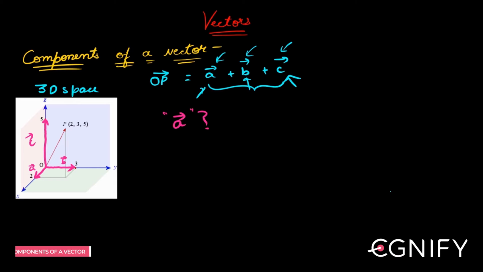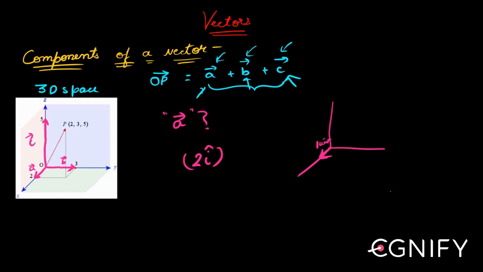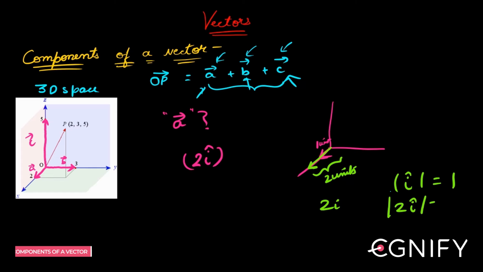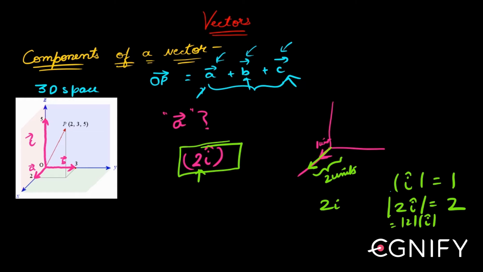That is my question. How do I write it? First of all, I have already given a name to a vector, i cap. If I draw a similar diagram, i cap is of 1 unit and pointing along x axis. What if I do 2 i cap? You already know multiplication by a scalar. It will scale this vector, and this will be my new vector, of magnitude 2 units. The magnitude of i cap is 1 because it's a unit vector. The magnitude of 2i cap is mod 2 into mod i cap, and mod i cap is 1, so 2 units. Because this lambda is greater than 0, 2i cap is a vector pointing along x-axis with a magnitude of 2 units, right? Did you follow me?